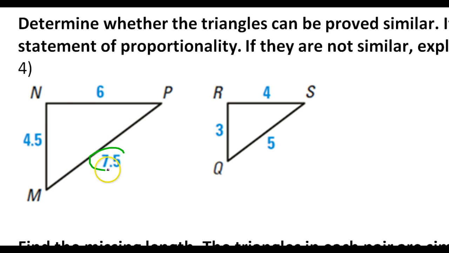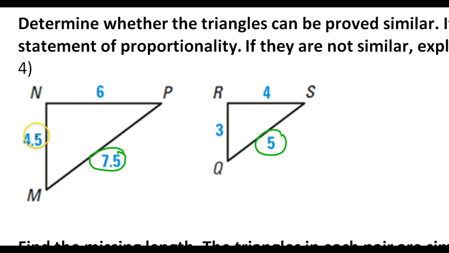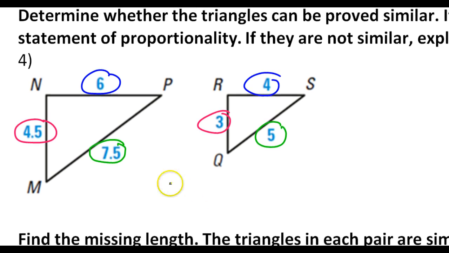So the biggest side here is 7.5. The biggest side here is 5. So we match those up. The smallest side here is the 4.5. We've got the 3. And of course, that leaves the 6 and the 4. Okay, so these are lined up nicely, so it's not tricky. So let's just do those ratios and see if they are all the same.